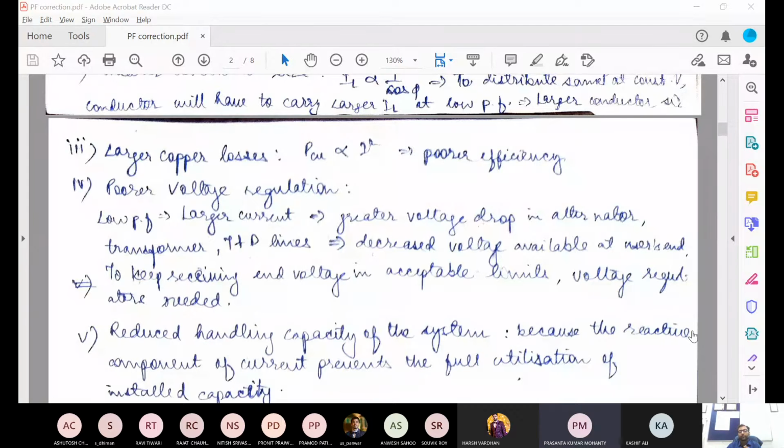And sometimes, sir, many times we put voltage devices in the transmission also. Correct, so correct.